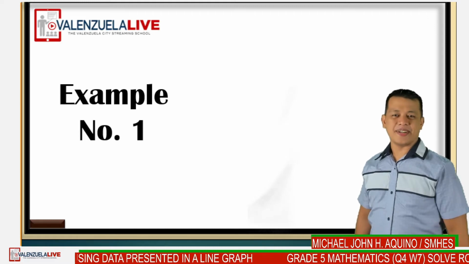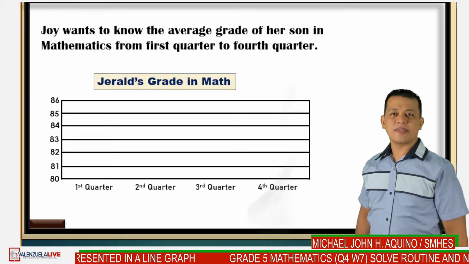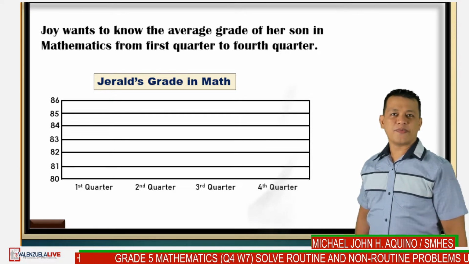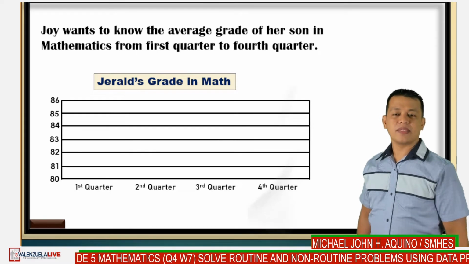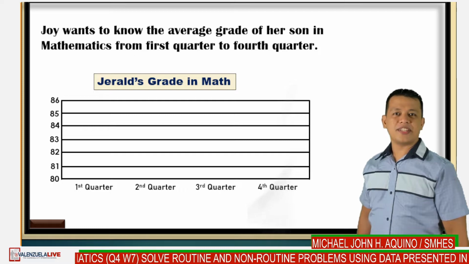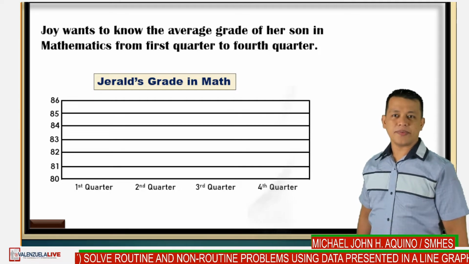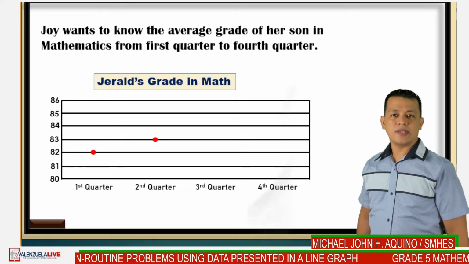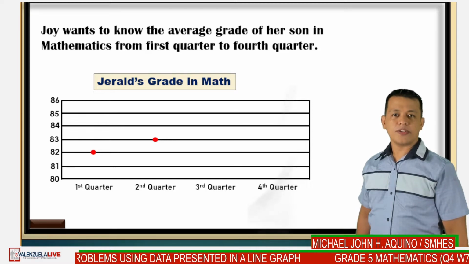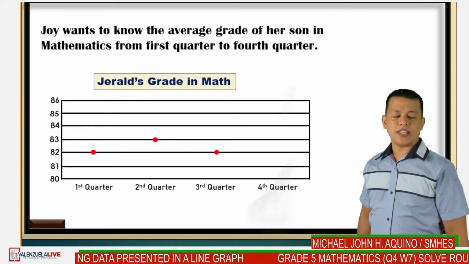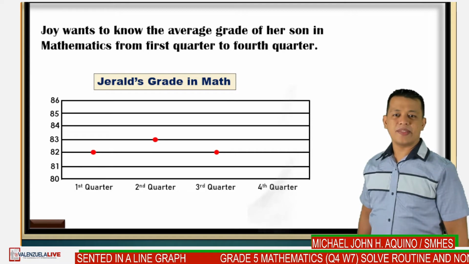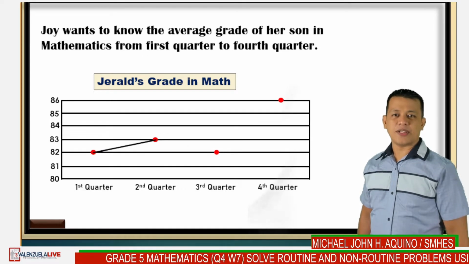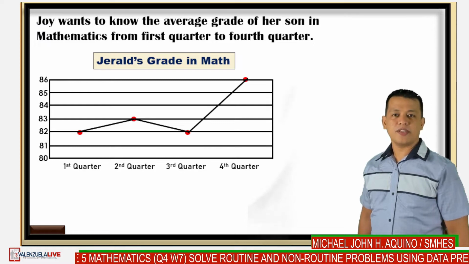Let's study the line graph. Example number 1. Joy wants to know the average grade of her son in mathematics from first quarter to fourth quarter. The title of the graph is Gerald's Grade in Math. On first quarter, he got 82. On second quarter, he got 83. On third quarter, he got 82. And on fourth quarter, he got 86. Let's connect the dots using lines.